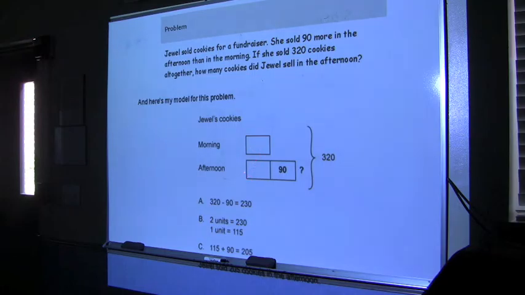We have 2 units here, 2 units which are the same. So 2 units equals 230. 1 unit is going to be 115. So then we go back into the afternoon, would be the 115 plus 90 is 205. So then we would go back and write Jewel sold 205 cookies in the afternoon. That would be the answer to it, right? Do you see that concept?